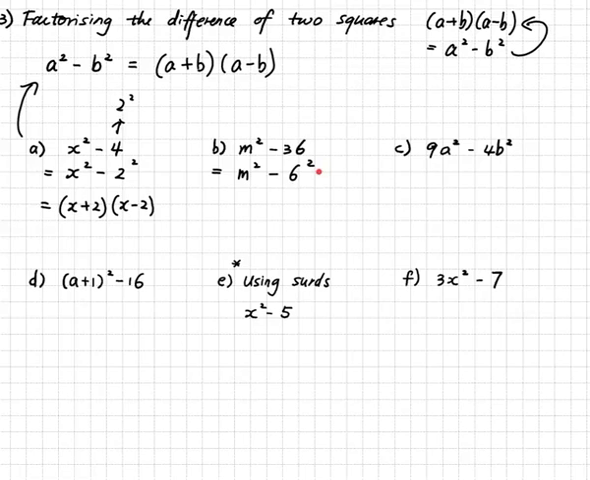So therefore, you know your a, you know your b. Your a is m, your b is 6. So if I factorize it, that will give us m plus 6 times by m minus 6. Let's have a look at the next one.